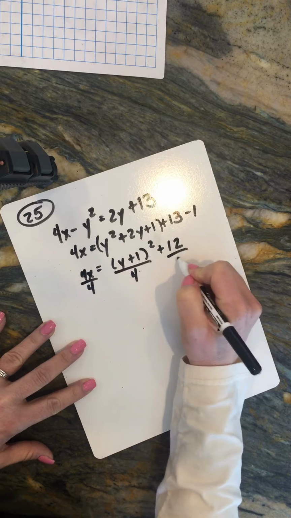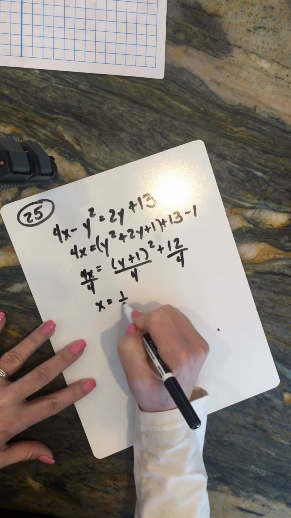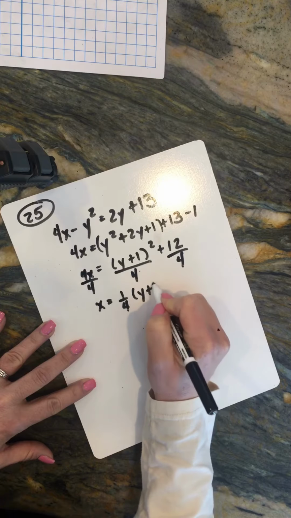So 2 divided by 2 is 1, squared is 1. And if I'm going to add 1 to this side, I better subtract 1 so that I can stay an equation. So this gives us a perfect square trinomial, y plus 1 quantity squared plus 12. And so we can then divide everything by 4. X equals 1/4 y plus 1 quantity squared plus 3.